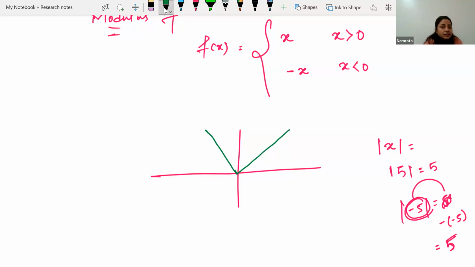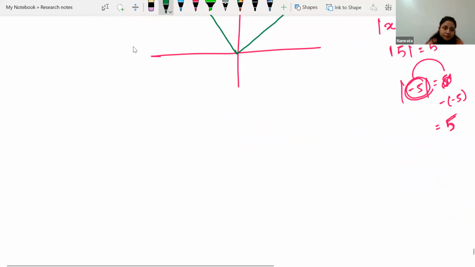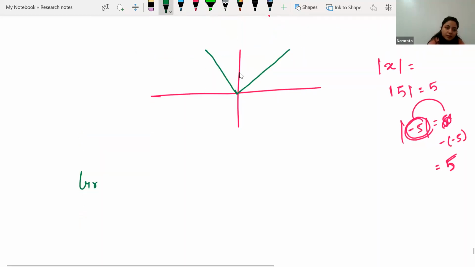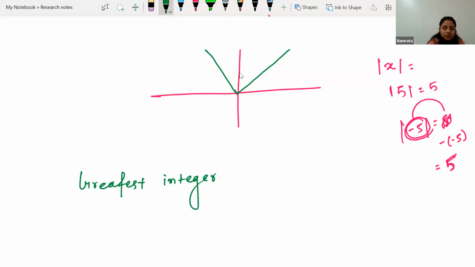This graph, is it continuous or not? Is the modulus function continuous or not continuous? Continuous. It is continuous, we can see in the graph itself. So here also we can say the modulus function is continuous for all x belongs to real numbers.